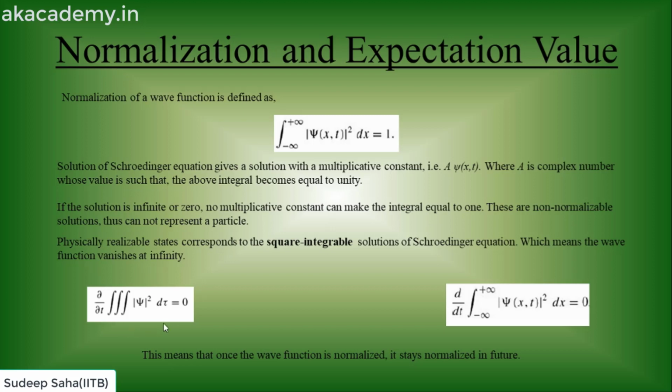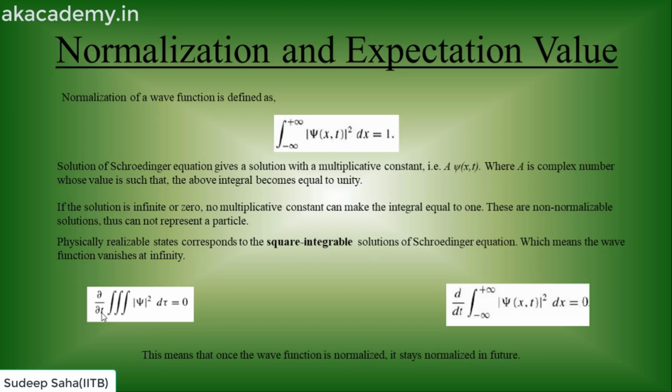Okay, so this is the condition for that. ∂/∂t ∫ ψ* ψ dτ equals 0, that is, ∂/∂t of the integral from minus infinity to plus infinity of ψ² dx equals 0. So now this is the normalization. Okay, this is the normalization equation.